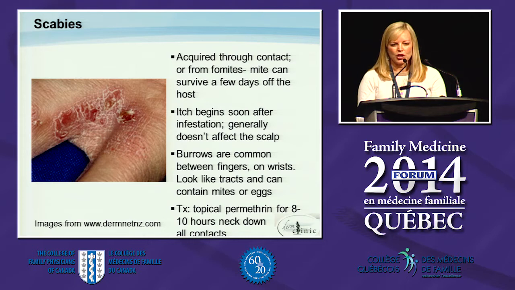So they're going to look like a track, and that's often where there might be a mite or that might contain eggs. We of course treat this with our 5% permethrin, applying from the neck down for 8 to 10 hours overnight. And even though they might tell you that only one other person in their family is itchy, anybody who lives in the household should be treated. And of course they have to do the big wash the next day of all their clothing and bedding and put it in a hot dryer. Anything that can't be washed, I tell them just avoid it for a week.